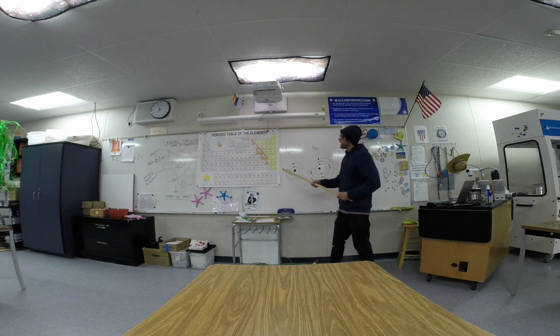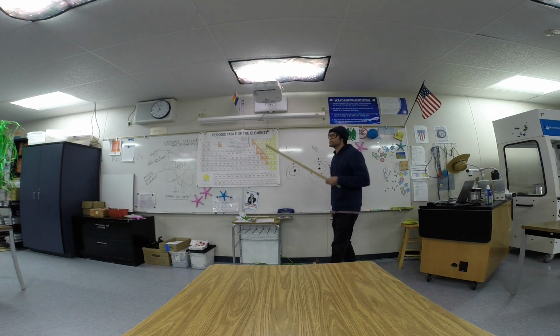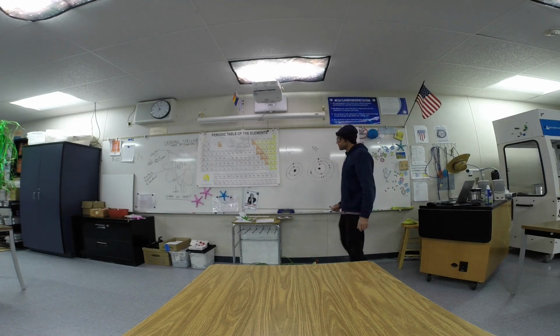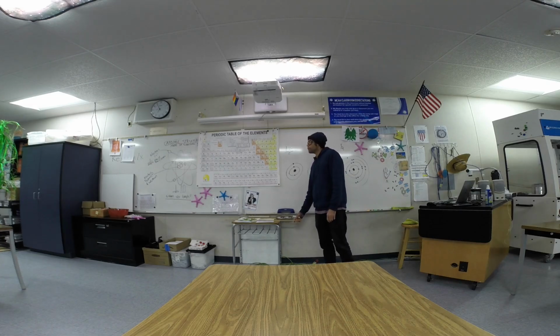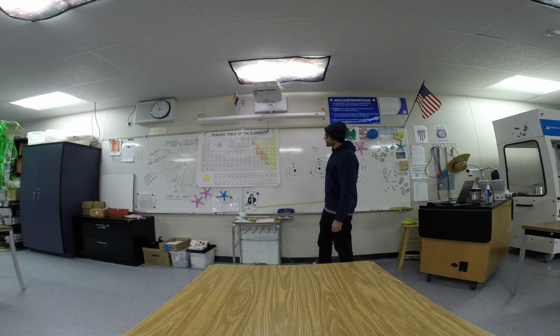Every element that's in the same column has the same number of valence electrons as all the elements above it. All elements in the same column have the same number of valence electrons. They've got similar chemical properties, and they're called groups. The only groups we've talked about so far are the alkali metals and the noble gases.